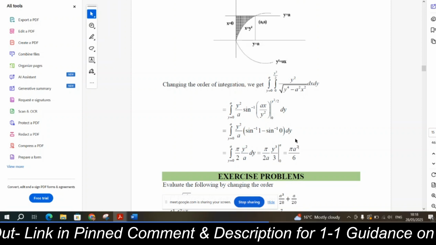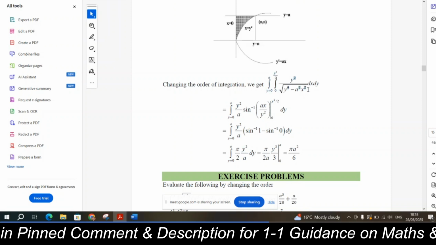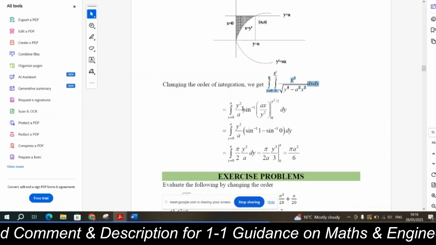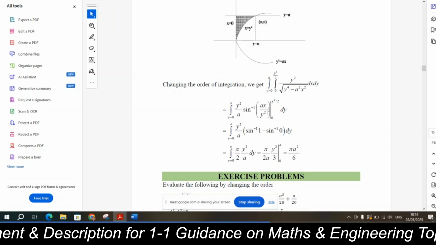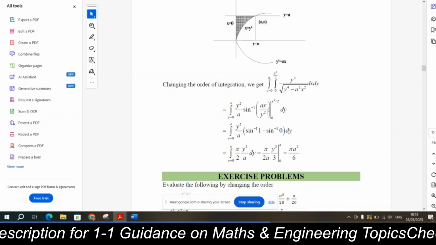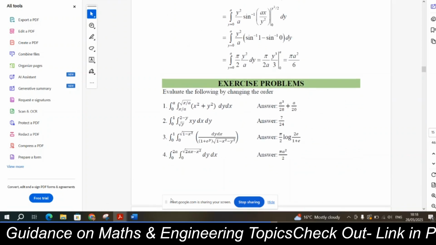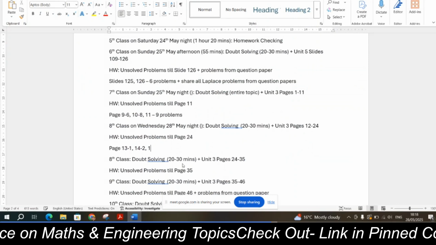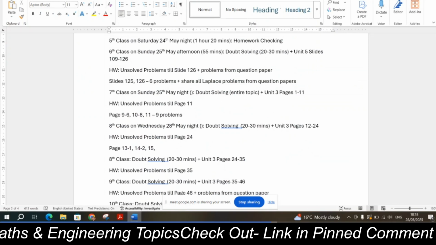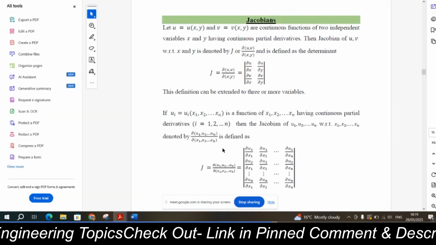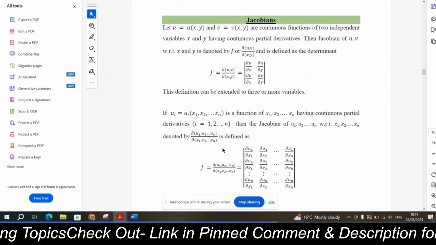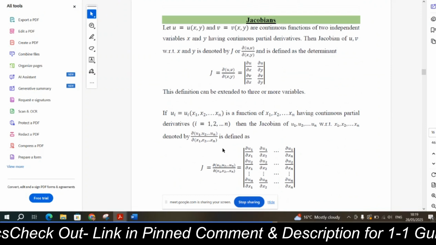Integral of y square is y cube by 3. You substitute 0 to a, and that becomes a cube by 3. Pi a square by 6. And that is correct. That only happened because of the change in order, or else you could not have applied a direct formula for sine inverse. Is that clear? Okay, you have a few more exercise problems on page 15.